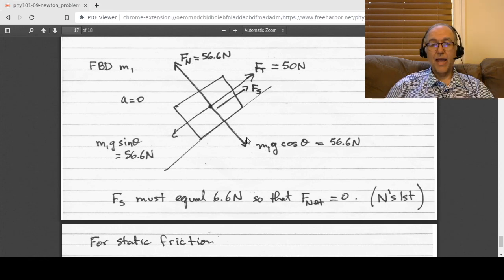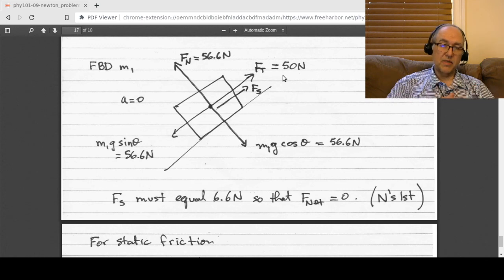Why? Well, Fn and the Y component of Fg, they cancel. So don't worry about the forces that are perpendicular to the plane here, okay? Just look at the forces that are parallel to the plane. We have a force which is 56.6 down, and we have a force which is 50 up. And that means that there's an imbalance of 6.6.